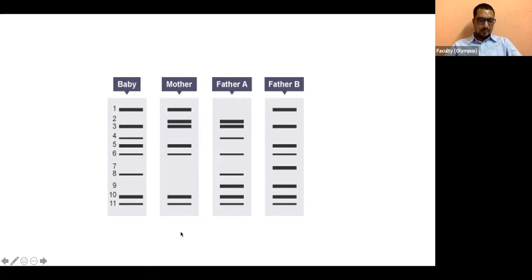So basically, you can construct all the fragments in the baby with only the mother and father A, without the need for father B's DNA. You see that? It's not matching one or two fragments. It's a combination. Mixed. If you mix the mother's and father's DNA, you will find all the fragments in the baby. Do you see that? Do you agree with me on that? So father A is considered to be the biological father.